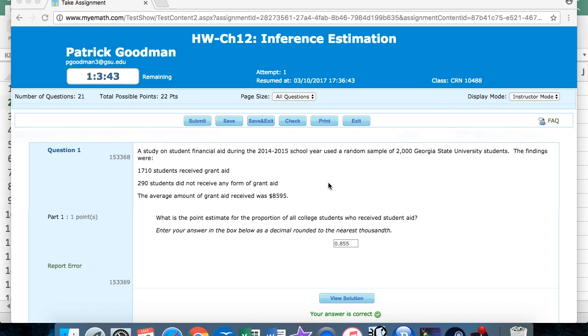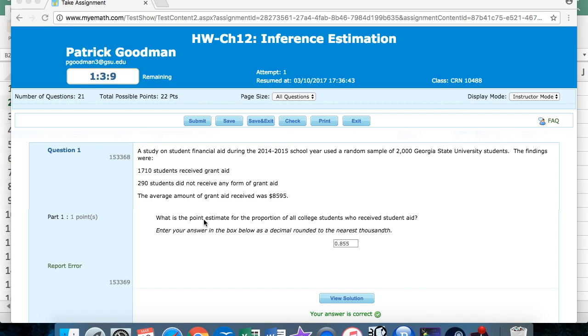Alright, so let's start with question 1. Question 1 says that a study on financial aid during the 2014 to 2015 school year used a random sample of 2,000 Georgia State University students. The findings were 1710 students received grant aid, 290 did not receive any form of aid, and the average amount of grant aid received was $8,595. Okay, so that's all of our information, right?